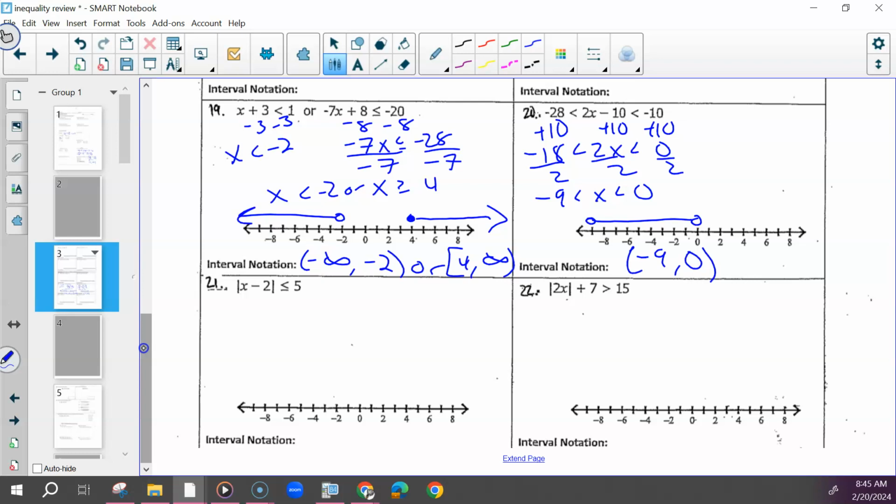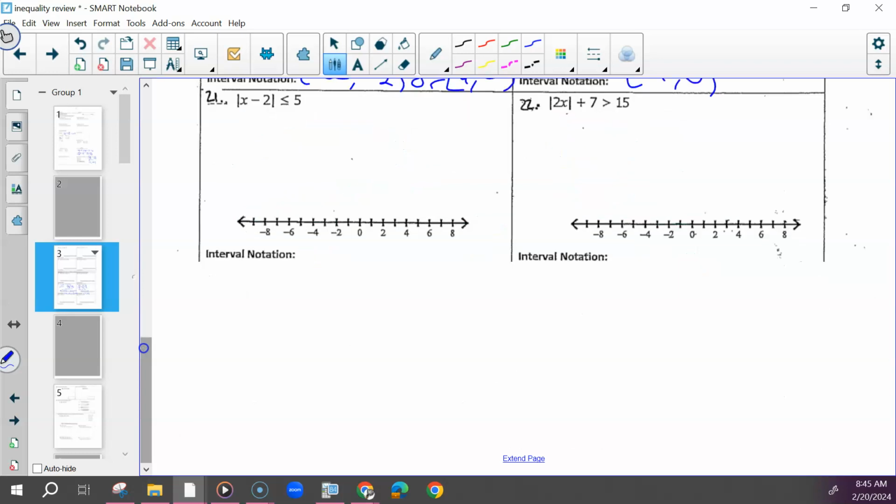Which one? 21. Okay. And then we'll move on. So 21 is one of our absolute value. We have to make sure it's isolated with the bars first, which it is. If it's isolated and it's less than, that's your and.